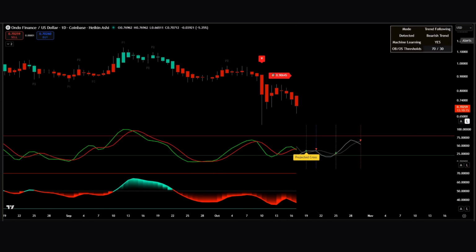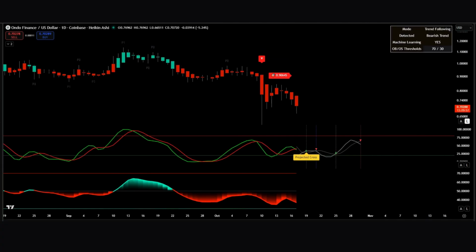Confirmation for bulls? Look for the Stochastic RSI projected lines to cross upward, the MLRSI histogram to shift toward aqua or green, and the adaptive supertrend to flip to green. That trifecta would be a strong bullish confirmation.